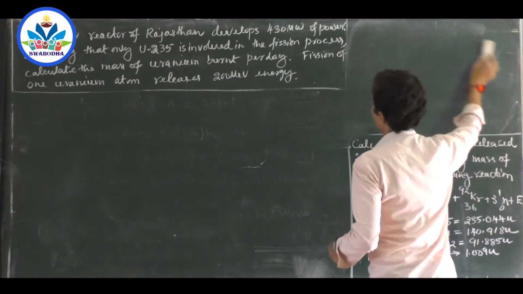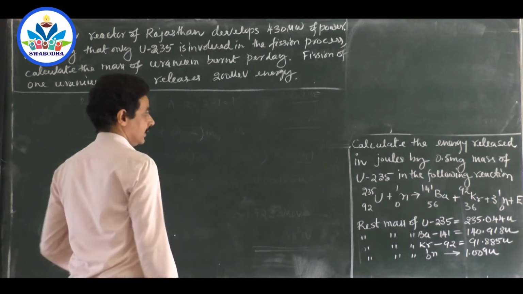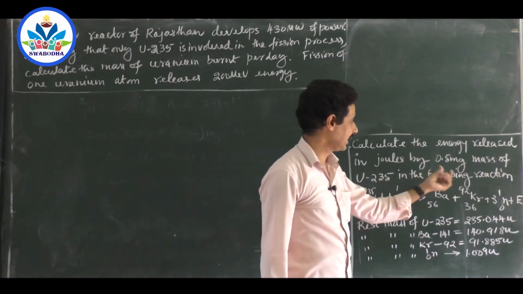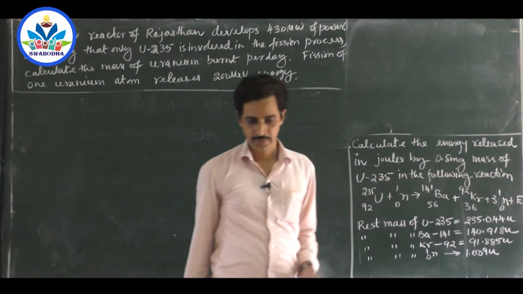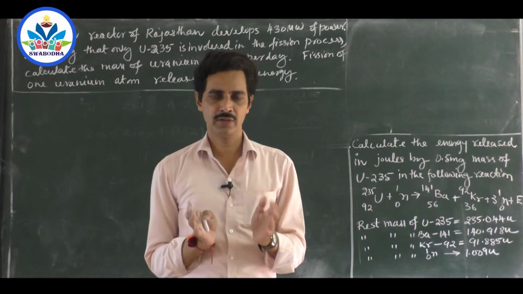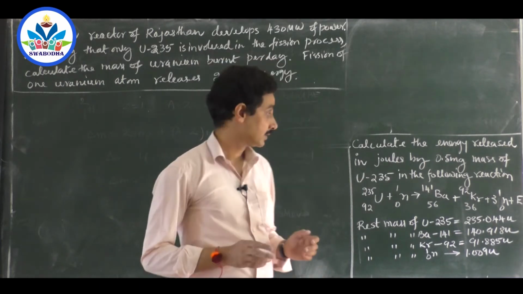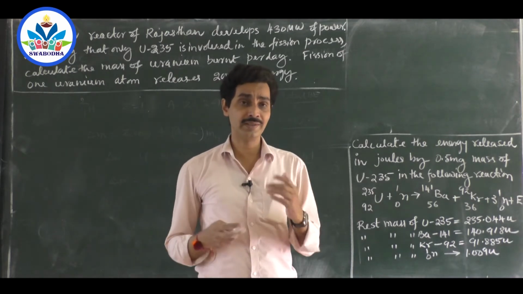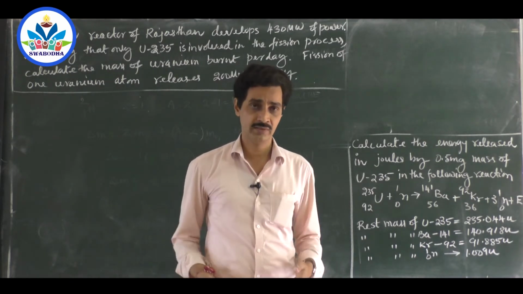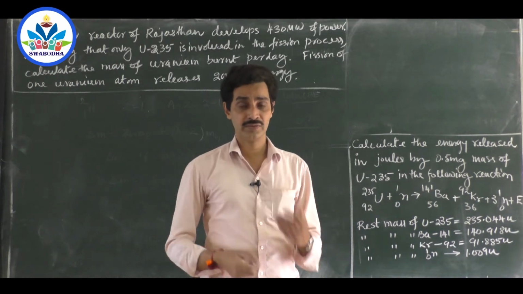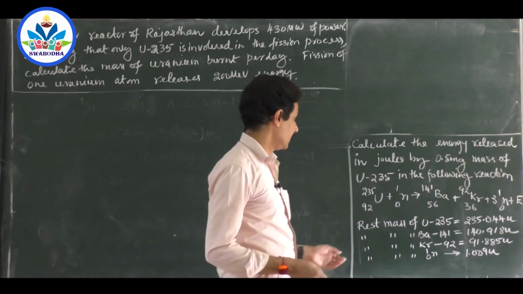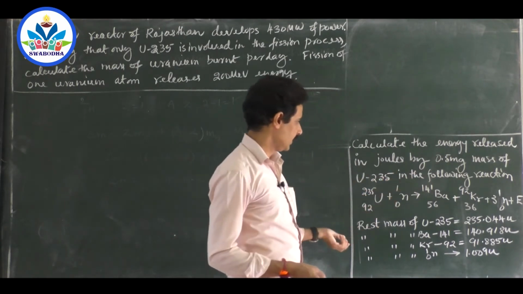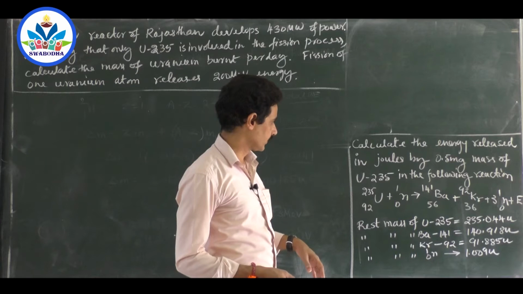Right, what does this problem say? Calculate the energy released in joules by 0.5 milligram mass of uranium-235. You have 0.5 milligram mass of uranium-235. So you have to make every nucleus in uranium-235 undergo fission. Every nucleus, when it undergoes fission, gives energy. It is given how much? In joules by 0.5 milligram mass of uranium-235 in the following reaction. Okay, reaction is given, of course.